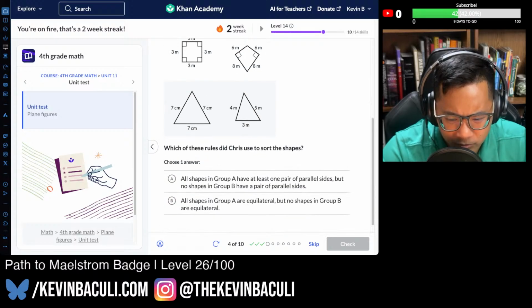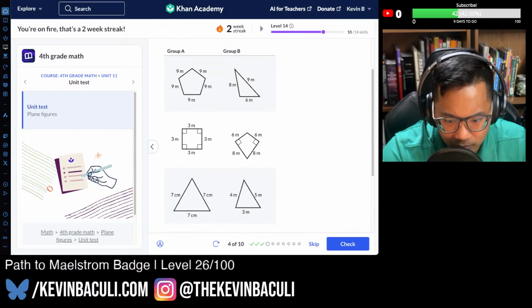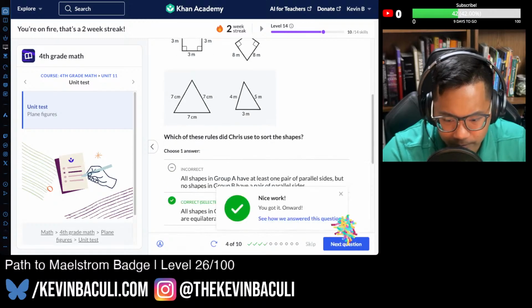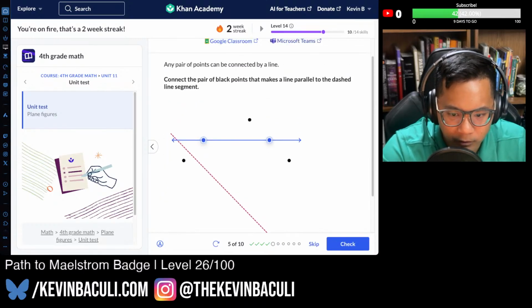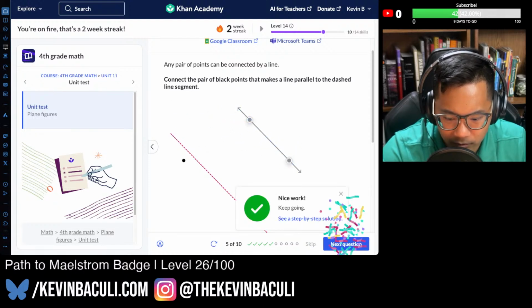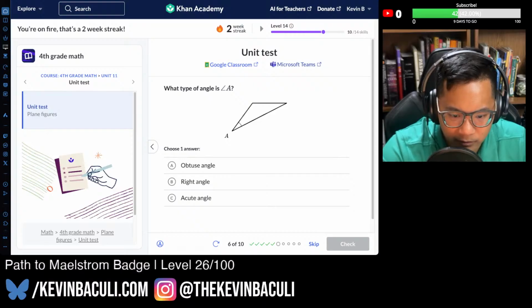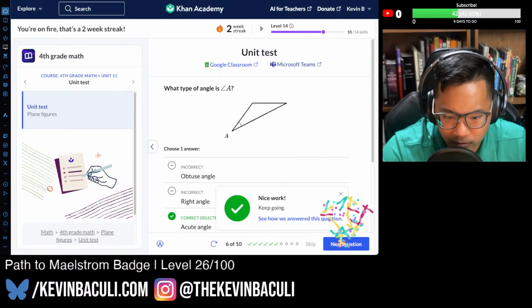All shapes in group A have at least one pair of parallel sides. False. Yeah. Parallel? Sure. Leave A. Cute.